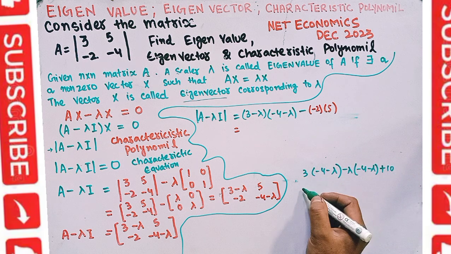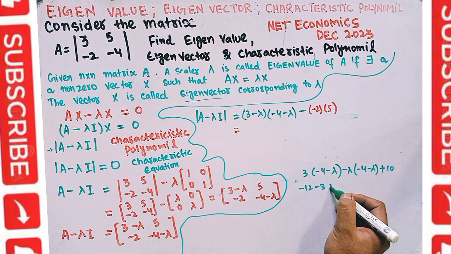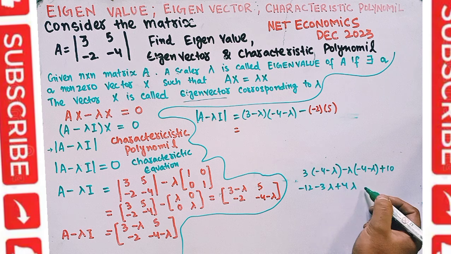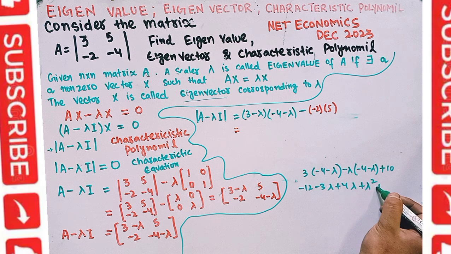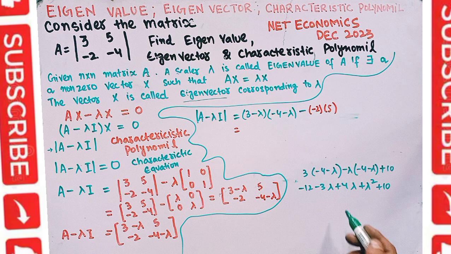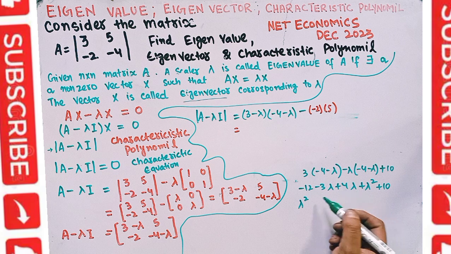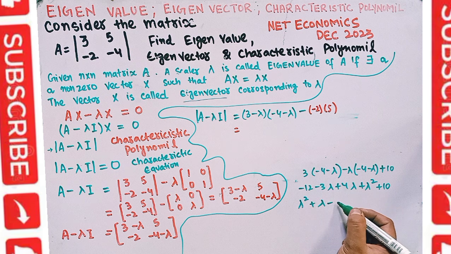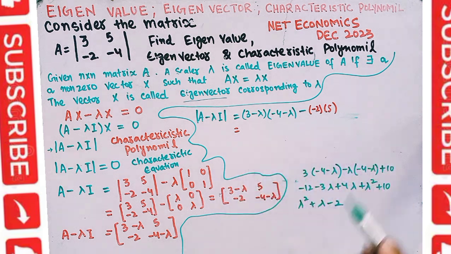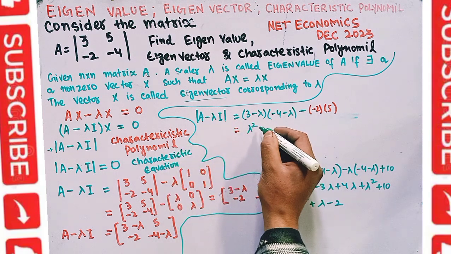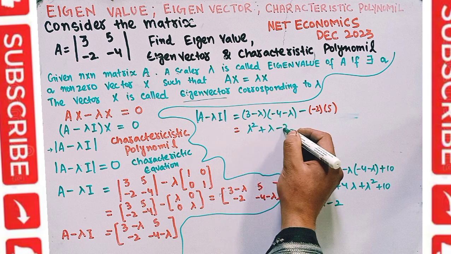Solving this, it will become 3 4s are minus 12 minus 3 lambda, minus into minus is plus 4 lambda, plus lambda square, plus 10. Let's write it in standard form. That is, we write the lambda square first, then plus 4 lambda minus 3 lambda is plus lambda, minus 12 plus 10 is minus 2. Okay, when we solve this, we will get A minus lambda I is equal to lambda square plus lambda minus 2.